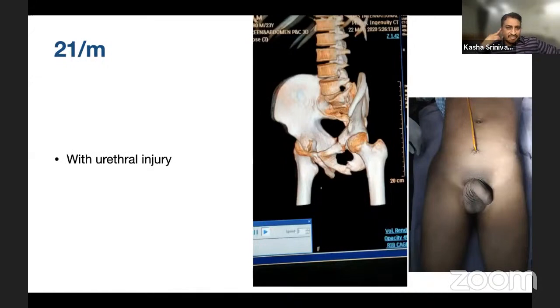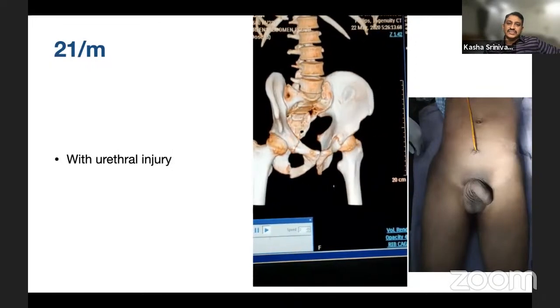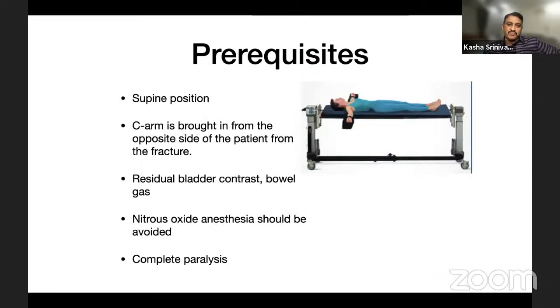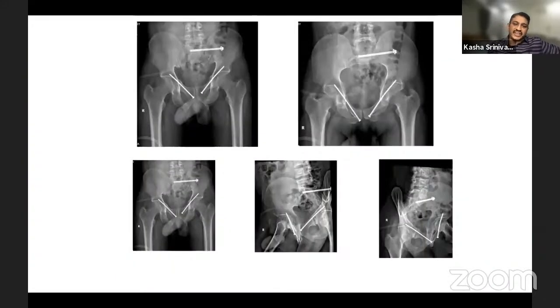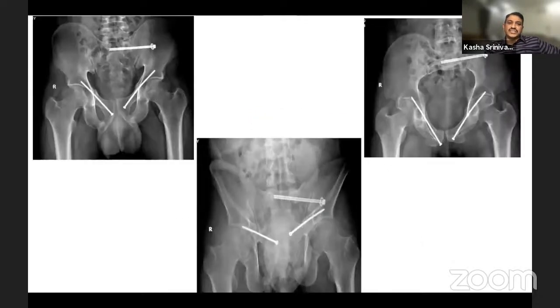Here is a 21-year-old with a run-over kind of injury and bladder injury. You can see the symphysis. So that is with the pelvic binder itself. And the prerequisites are a radiolucent table, which is very, very important, and residual bladder contrast should not be there, and complete paralysis. These are the views which are already described by Dr. Rakesh Rajput, obturator oblique and inlet views. So this is where I had to use two 3.5 mm screws for anterior ring fixation through a retrograde percutaneous screw with a small incision, and a posterior SI joint screw. Urethroplasty was done after 2 months, and that is the outcome after 6 months. You can see the healing of the pubic rami.